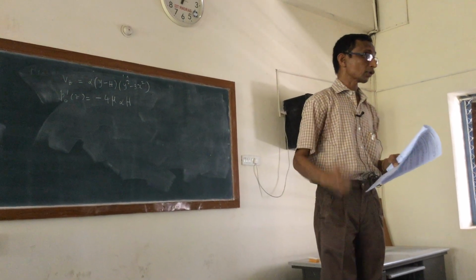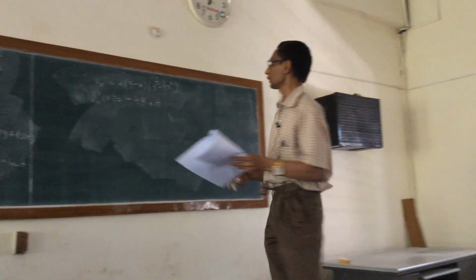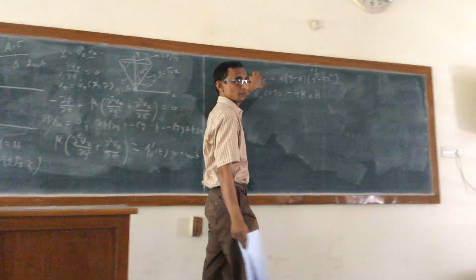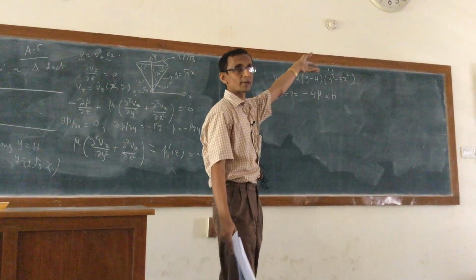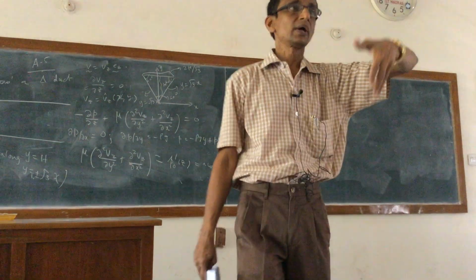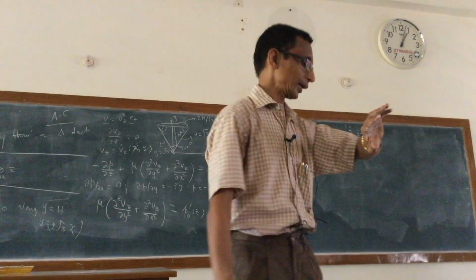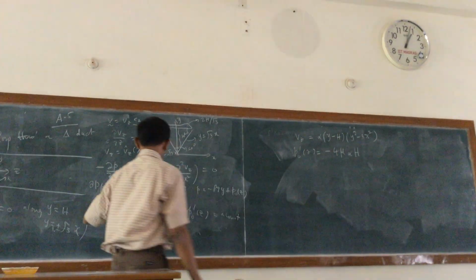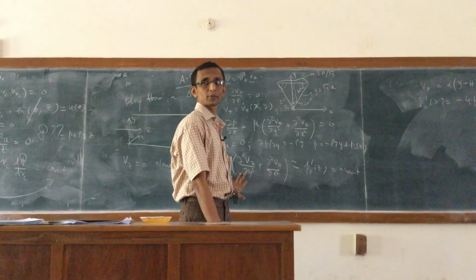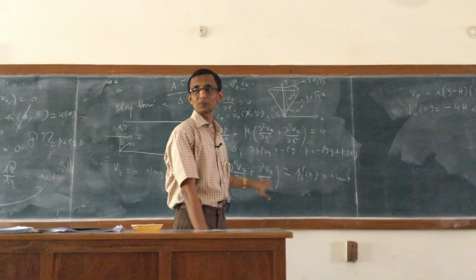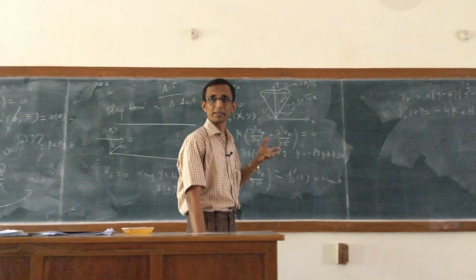Right. So that is what you have to verify. What I am saying is, I have given you an expression of Vz. Alpha is assumed to be a constant, which means it's independent of x and y. That's what it means here, right? So I have to calculate d squared Vz by dy squared, and I have to calculate d squared Vz by dx squared. Those are easy to calculate.